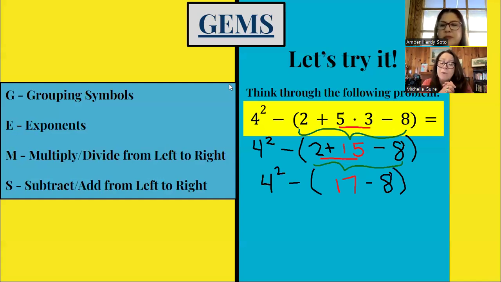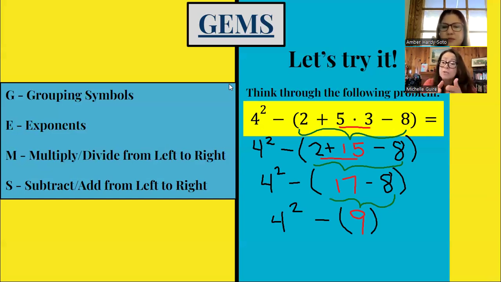And now we have 4 to the second power minus the quantity 17 minus 8. And notice I used to the second power and squared interchangeably because that's what squared means. It means to the second power. So now within the parentheses, or the grouping symbols, we still have one more operation, and that's subtraction. So that's the one we're going to do. 17 take away 8 will give us 9. And we're going to bring down our 4 to the second power minus, in parentheses, 9.